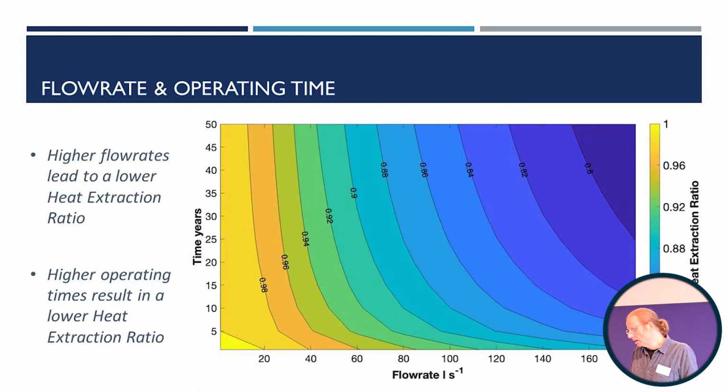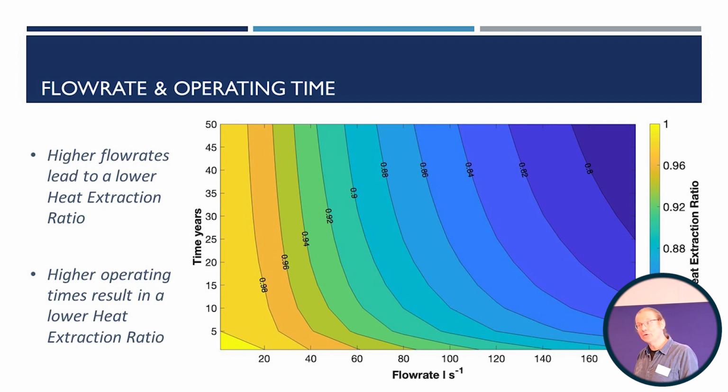Now, as I said, other parameters are important as well, not only distance, but also the flow rate, so the pumping rate, and the duration of the system in years. That is shown here in this contour plot, with duration on the vertical axis and flow rate on the horizontal axis. The optimal scenario where the heat extraction ratio is close to 1 is in the bottom left, so the yellow colors. That is for small flow rates, so small pumping rates and small durations, which is probably what you'd expect. And there is very little interference.